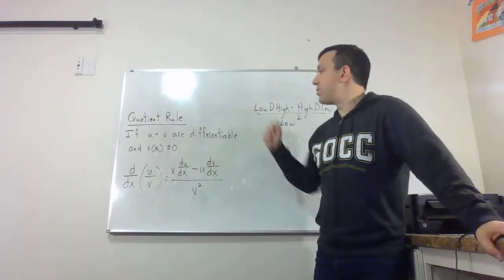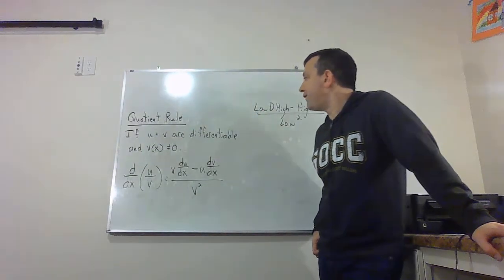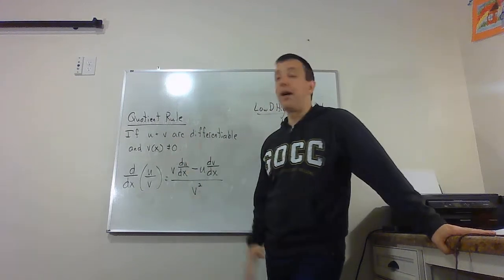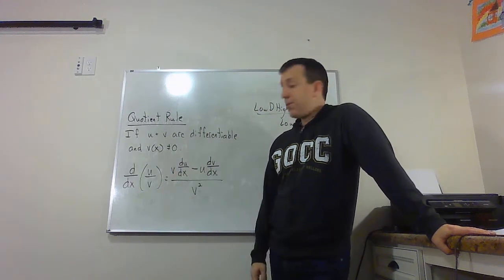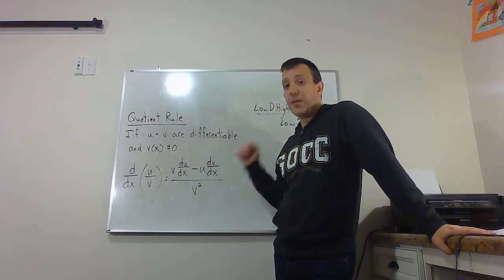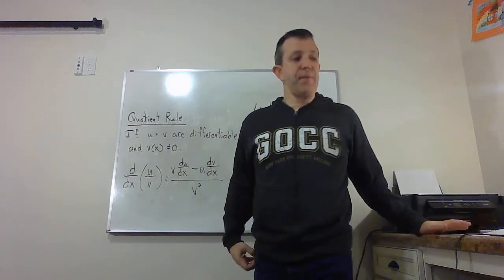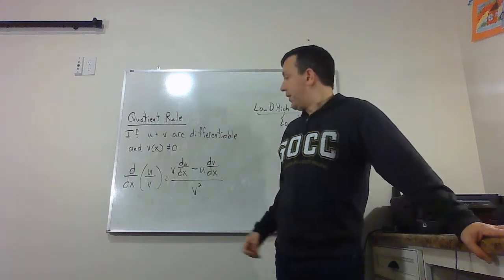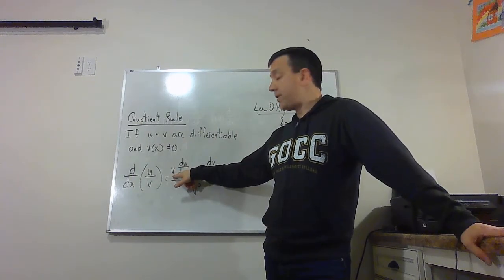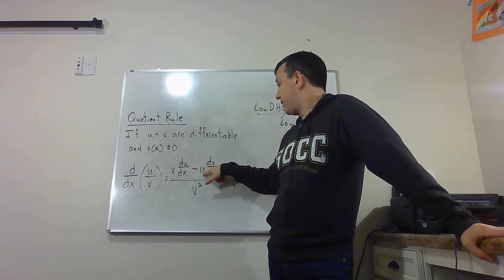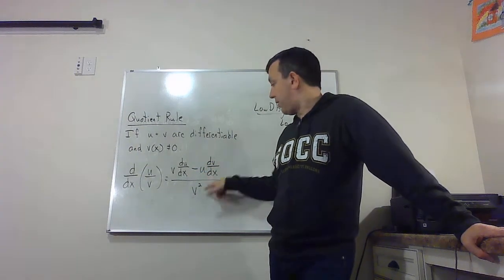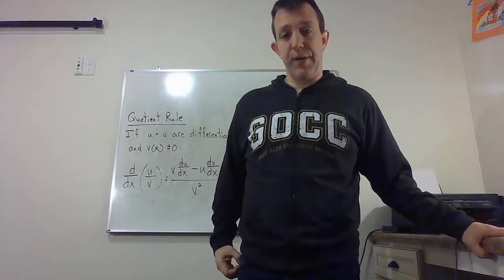Okay, the quotient rule. If u and v are differentiable and the bottom, v of x, is not equal to 0, then the derivative of the quotient, this is the messiest one. This is going to be one of the ones you have the most trouble probably remembering. So it is the bottom function, v, times the derivative of the top function, minus the top function times the derivative of the bottom function, all divided by the bottom function squared.